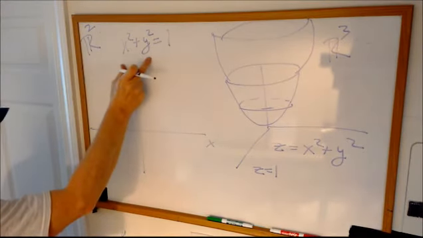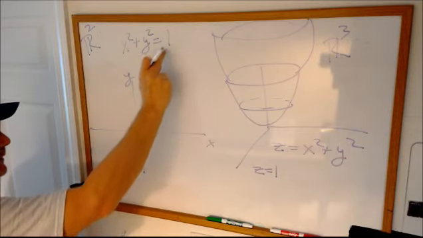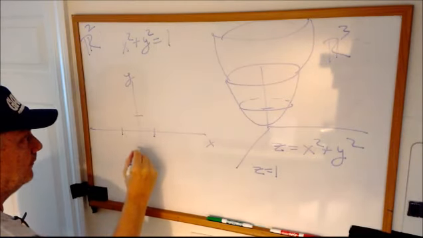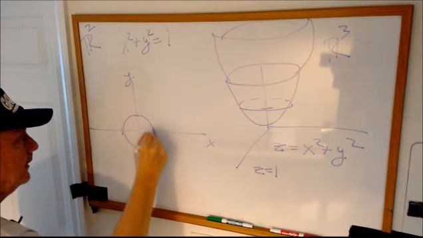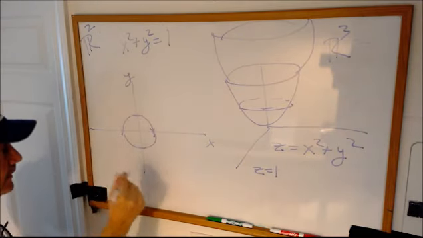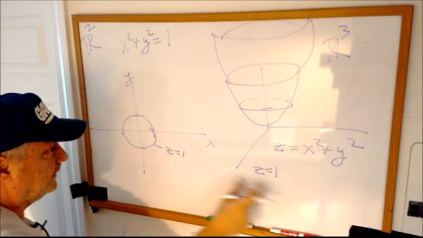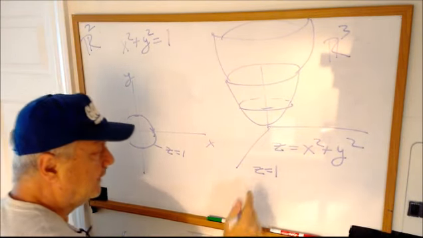Alright, well this of course is a circle centered at the origin with a radius of 1. So this circle is associated with z is equal to 1.